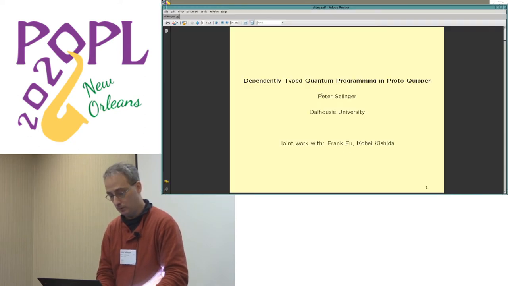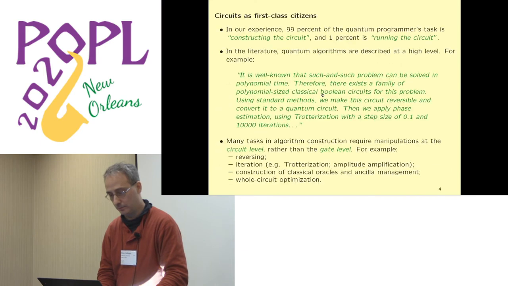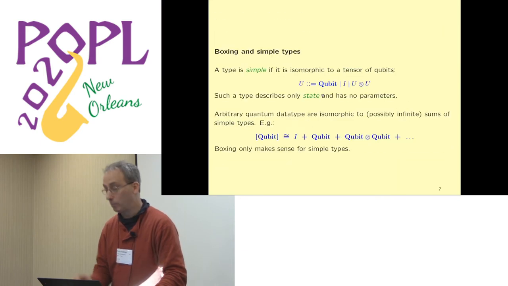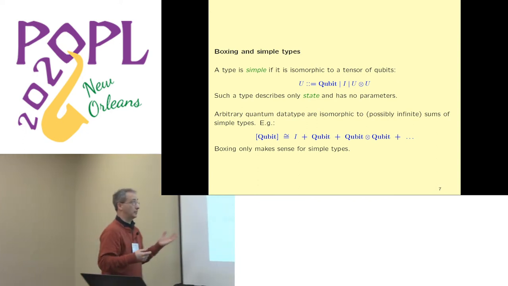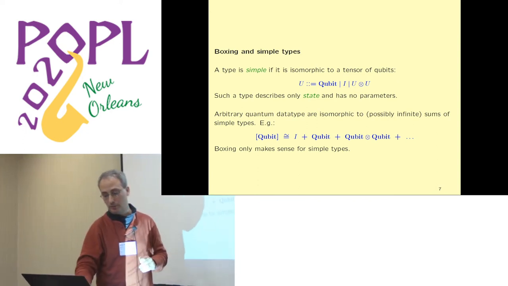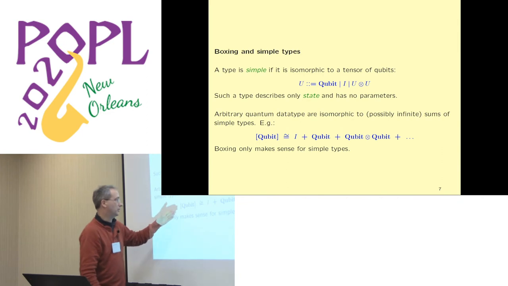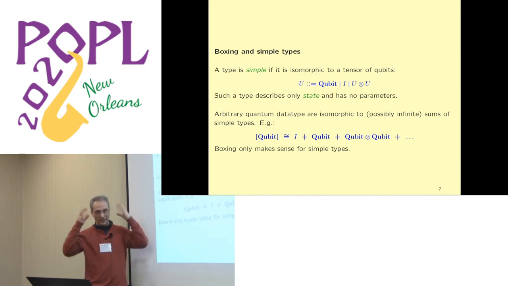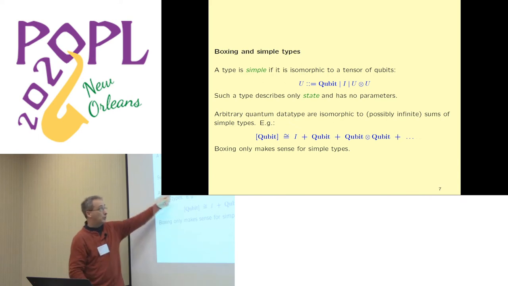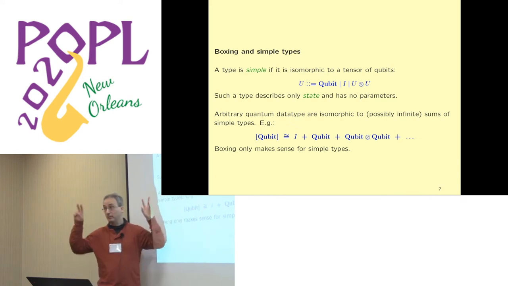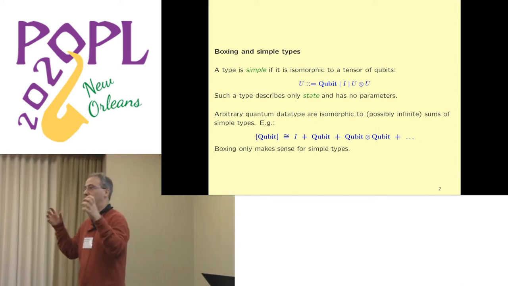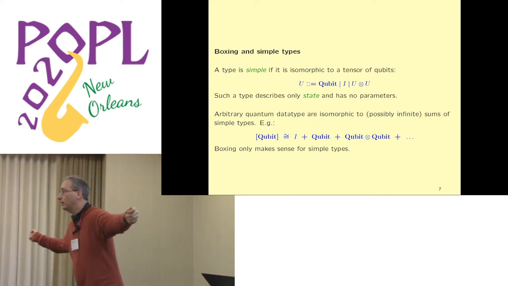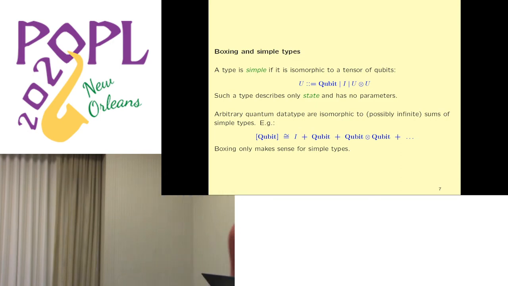Here. Yes. All right. So boxing really only makes sense at simple types. It doesn't make sense to have a list of qubits be the thing that you want to box, because if that's the input to a function, then you have to have further information before you can box it. But every quantum data type is isomorphic to a possibly infinite sum of simple types. That's why it's called simple, because everything else is a sum of that. That's also called that in vector spaces, for example.